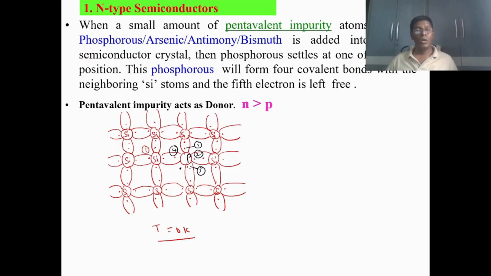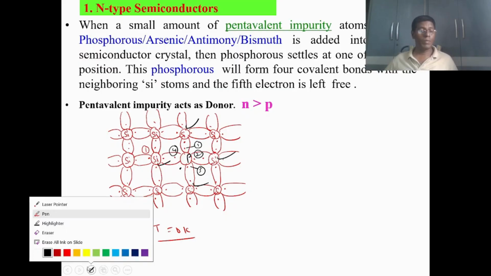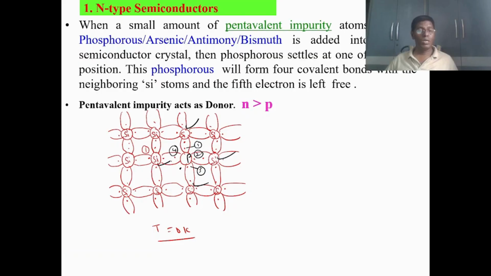Now we can observe the bonding nature after doping. Out of the 5 valence electrons of the phosphorus, 4 electrons bond with the 4 electrons of adjacent silicon atoms. So 4 covalent bonds are formed. But this phosphorus atom has 1 extra electron. This extra electron does not have any other electron to pair with. Therefore, this phosphorus atom donates 1 electron to the material.